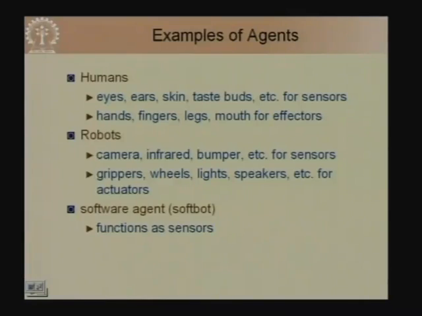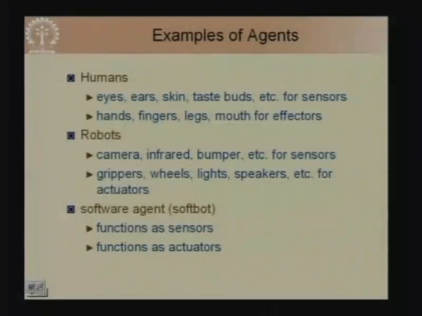And then we can look at a software agent. The software agent is becoming increasingly common nowadays. So many people call them soft bots. These soft bots have some functions as sensors. They compute a function of the input. So they have some functions as sensors and functions as actuators. We will later look at some specific software agents to look at the sort of function which they take as their input and the sort of function they compute to give their output.